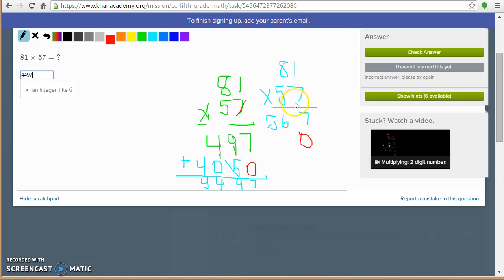automatically pulling down our placeholder, and then maybe crossing out our 1s because we're done with that. And we pick maybe a different color because it helps our brain see what we're doing. 5 times 1 is 5. 5 times 8 is 40. And then we add it again.